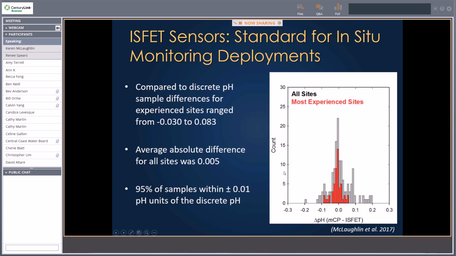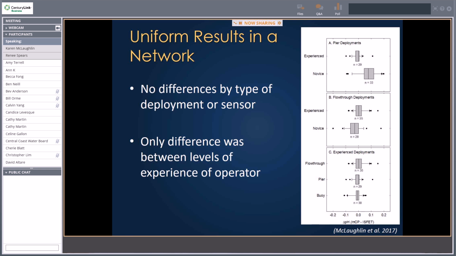And right off the bat, you can see that it's much, much better than the potentiometric sensor, particularly for experienced users. 100% of the samples are within plus or minus 0.1 pH units. The average absolute difference for all sites was about 0.005 pH units, so much, much better for monitoring in an environment where you need to have that high-quality data. Furthermore, the results are pretty uniform for a networking context.